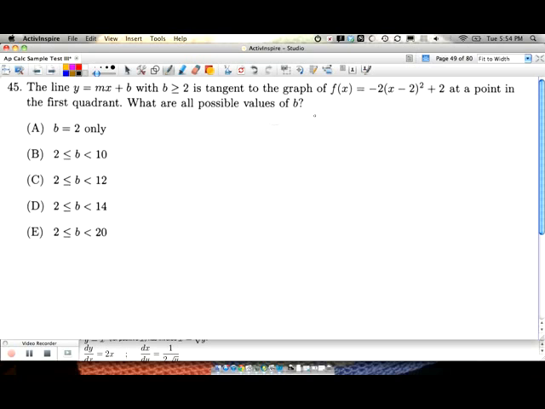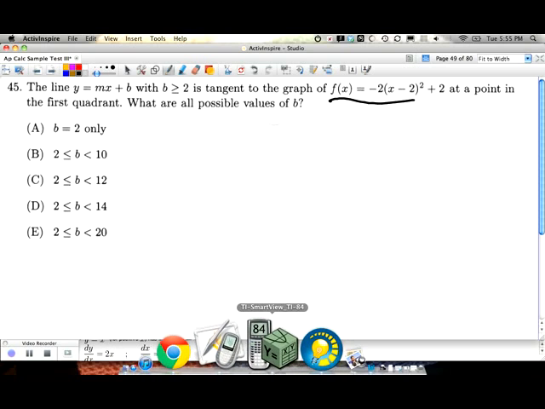The line y equals mx plus b with b greater than 2 is tangent to the graph of this at a point in the first quadrant. What are all possible values of b? So in other words, it's saying that it's tangent to this graph at a point in the first quadrant. So let's graph this in the first quadrant.